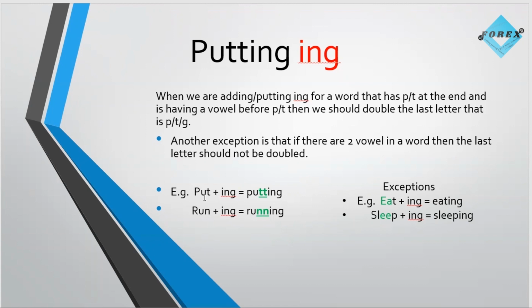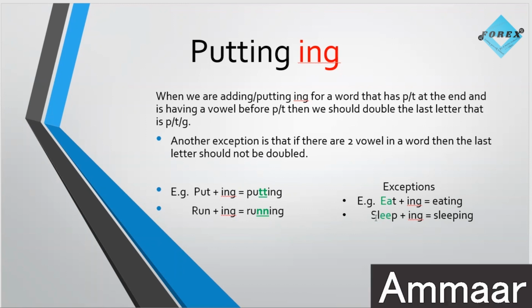That is when you put, say, put plus ing is equal to putting. You need to double the t because there is a vowel u before t, and t should be doubled if there is a vowel before it. So it's called putting. And run plus ing is running with a double n because before n there's a vowel. So it will be doubled. The exception is in some cases when there are two vowels, we don't double it. Here there is e and a, both are vowels. And here there are two vowels, e and e.